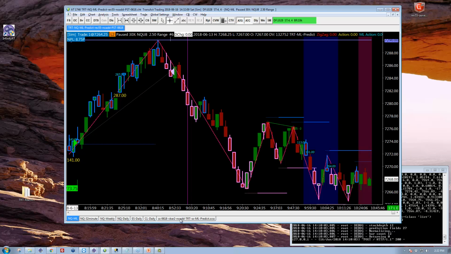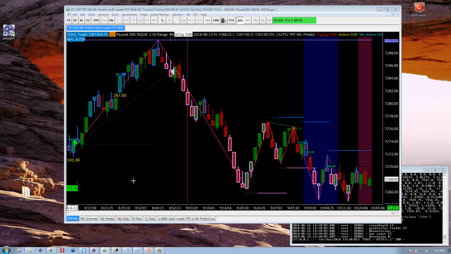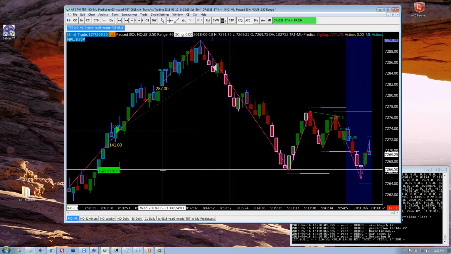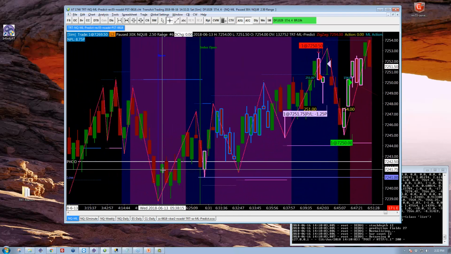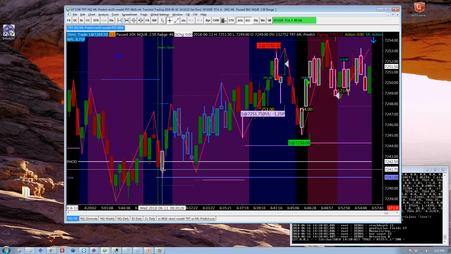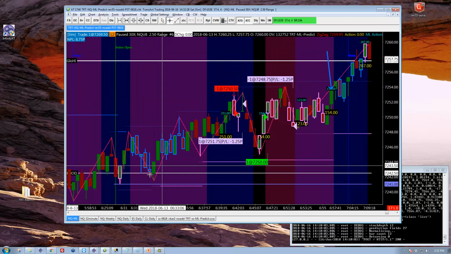The other value is the height of that range. How high does that range have to be? Or rather, how far away from that level do I have to get before I'm interested in taking a trade? All right, so let's play with those values and see how they change.